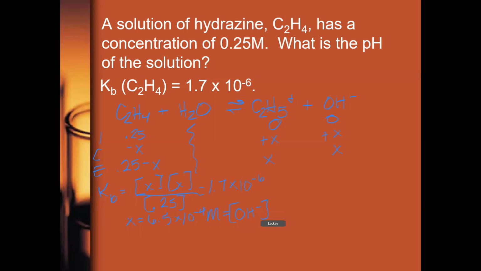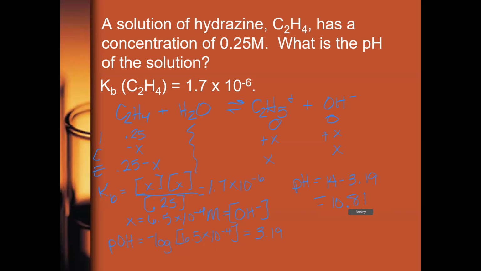So we cannot find pH from hydroxide. However, we can find pOH by doing the negative log of the hydroxide, the 6.5 times 10 to the negative 4th. So we have a pOH value equal to 3.19. So then remember pH is going to be 14 minus the 3.19. So our pH is equal to 10.81.